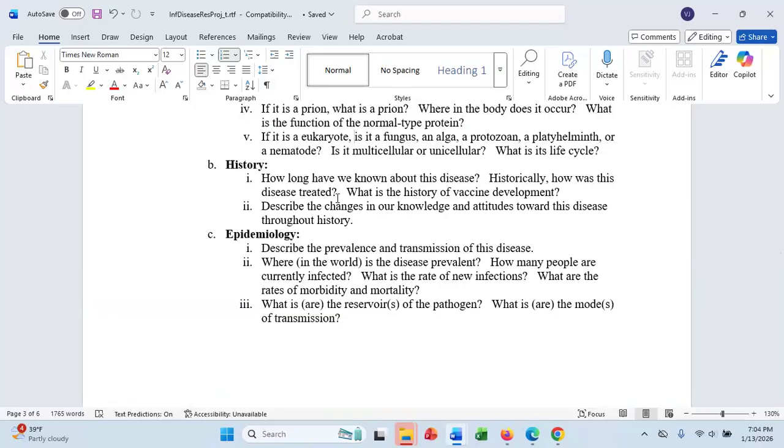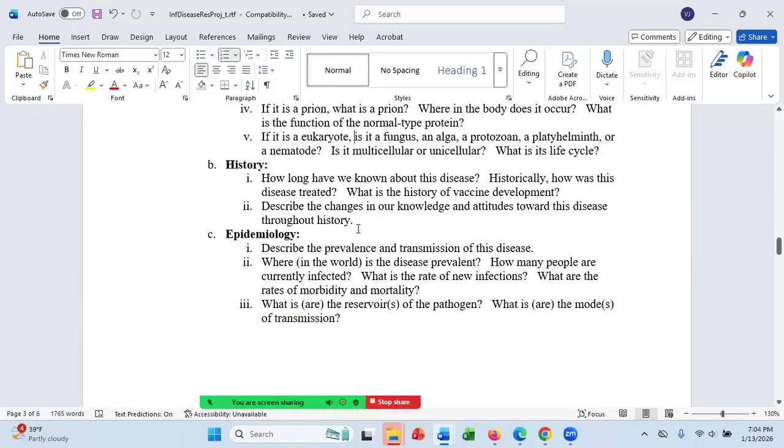Describe the changes in our knowledge and attitudes towards the disease throughout history. Even COVID-19, which is a very recent disease, we've changed our knowledge and our attitude towards this disease. Any questions about history? All right, then move on.